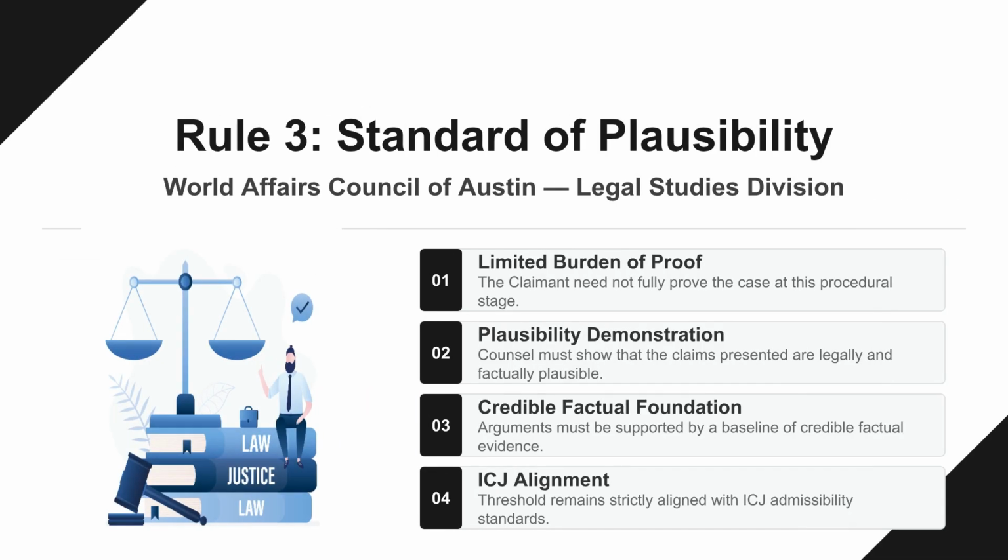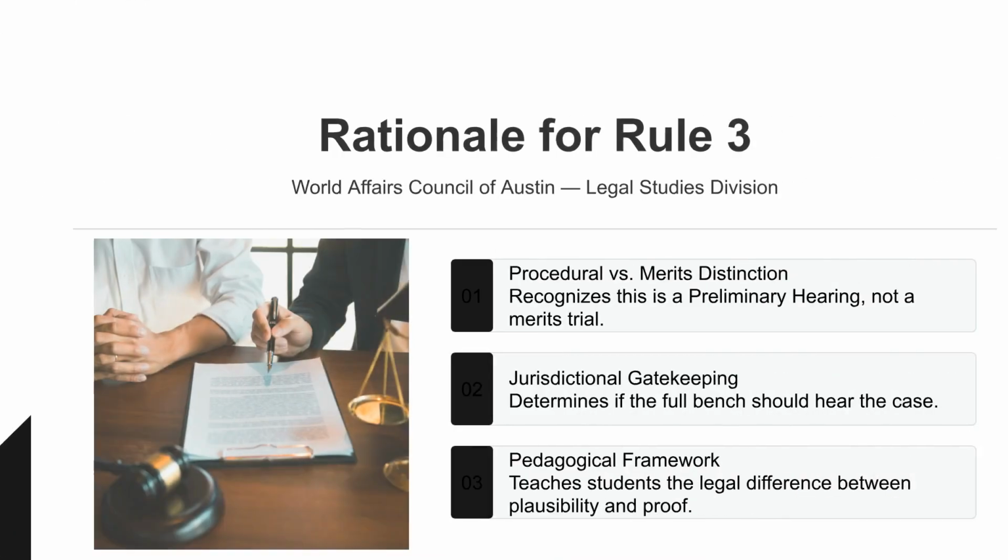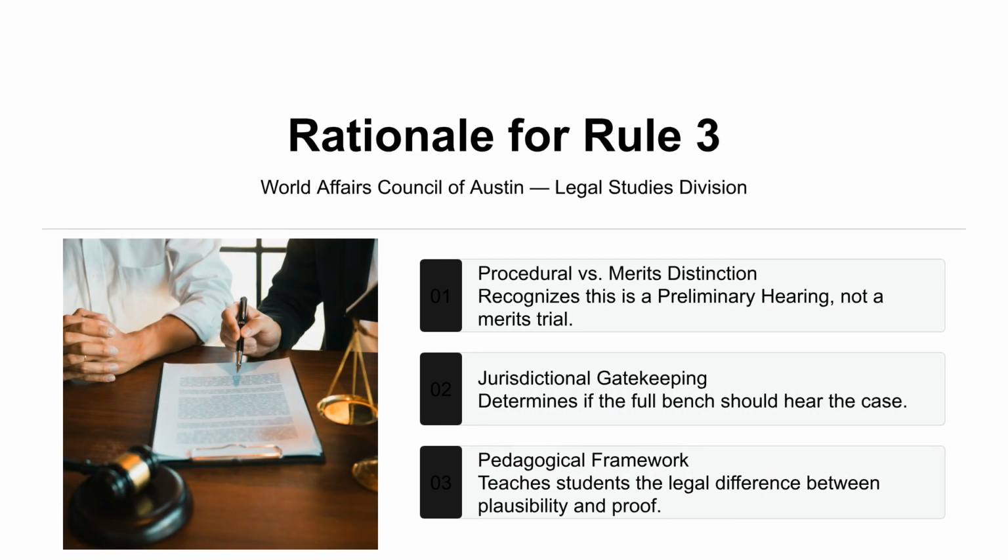Rule 3 introduces the standard of plausibility. The claimant has a limited burden of proof and must demonstrate that claims are legally and factually plausible, supported by credible factual evidence. This threshold aligns with ICJ admissibility standards. Rationale for Rule 3: it maintains a procedural versus merits distinction. It acts as jurisdictional gatekeeping and serves as a pedagogical framework.